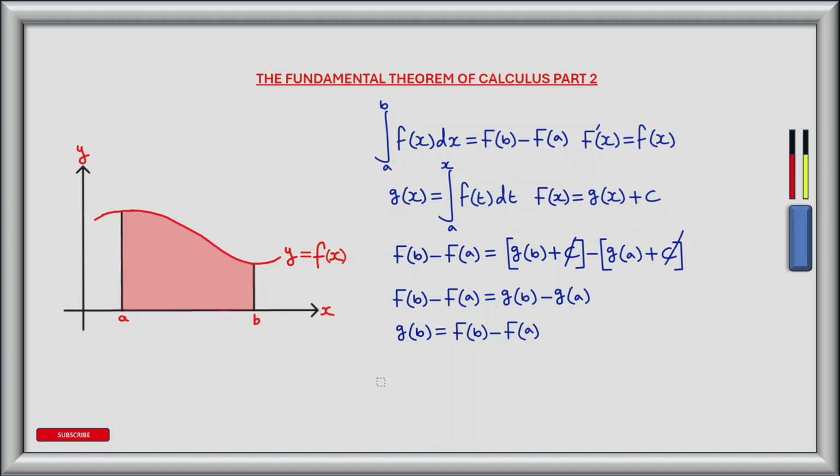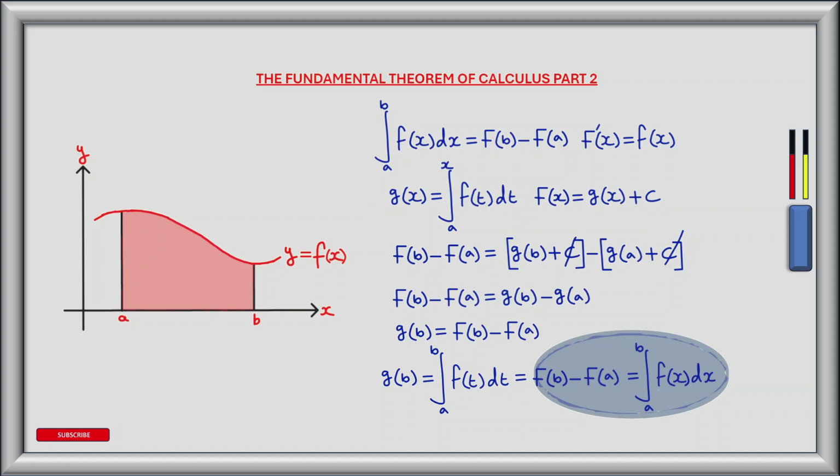So we're therefore left with the function g evaluated at b is equal to the function capital F evaluated at b minus the function capital F evaluated at a. So evaluating our function g at x equals b, this will give us the integral from a to b of f of t dt. And we also know that the function g evaluated at b is equivalent to the function capital F evaluated at b minus the function capital F evaluated at a.